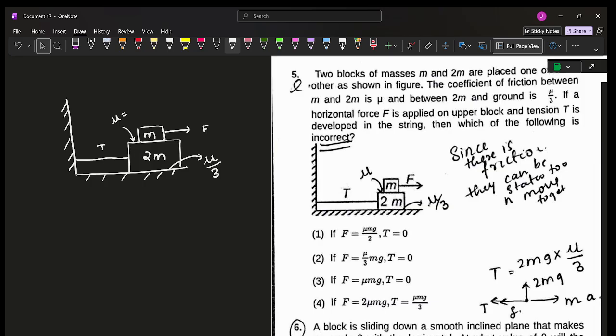Okay, so let's say I'm pulling it with F. Since there is friction, both of them can move together as a system, right? So I could find acceleration. No, wait.